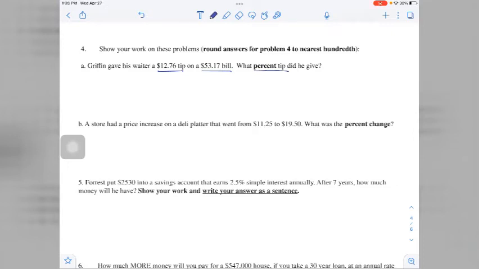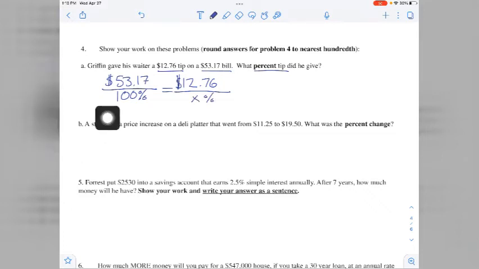So there are multiple ways to figure this out. As we've been thinking about associating the different quantities, if I am going to associate monies with percents, then the $53.17 amount of money is associated with 100% of the money that you have to pay for your meal. And the $12.76 money is associated with an unknown percent, so we write X percent here. That's the question, what is the percent of the tip? But this is associated with the tip.